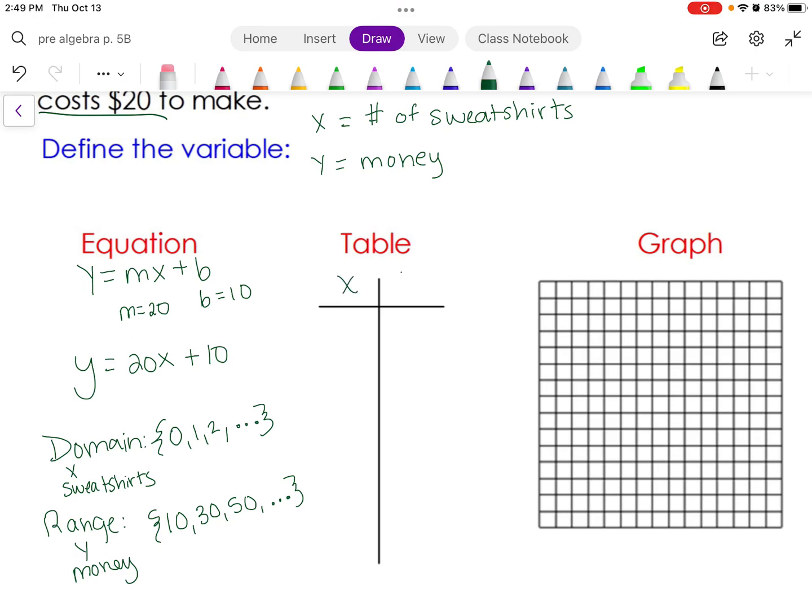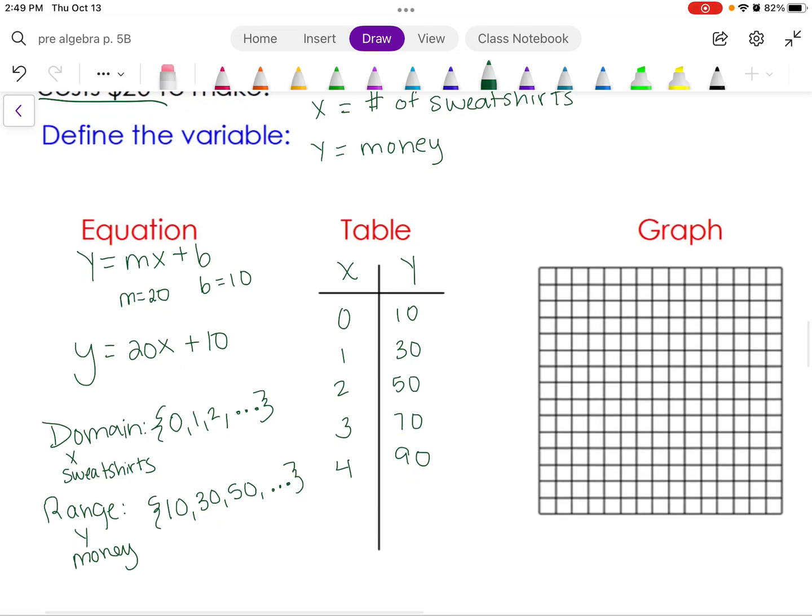So when I'm looking at my table, I'm just putting my x and my y values. So I could buy 0 sweatshirts, and that would be $10. One sweatshirt, I'd have to pay a total of $30. Two sweatshirts, I'd have to pay a total of $50. Three sweatshirts, I'd have to pay a total of $70. 4 sweatshirts, I'd have to pay a total of $90. And notice that each time I just added 20 in that y column.